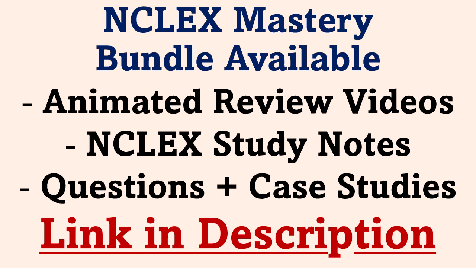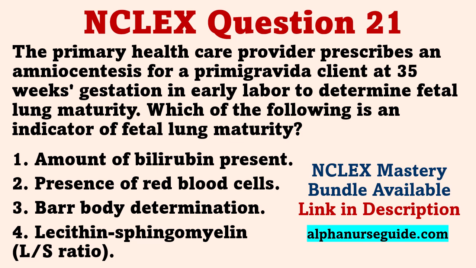Back to the questions. The primary healthcare provider prescribes an amniocentesis for a prima gravida client at 35 weeks gestation in early labor to determine fetal lung maturity. Which of the following is an indicator of fetal lung maturity? 1. Amount of bilirubin present. 2. Presence of red blood cells. 3. Barr body determination. 4. Lecithin sphingomyelin.